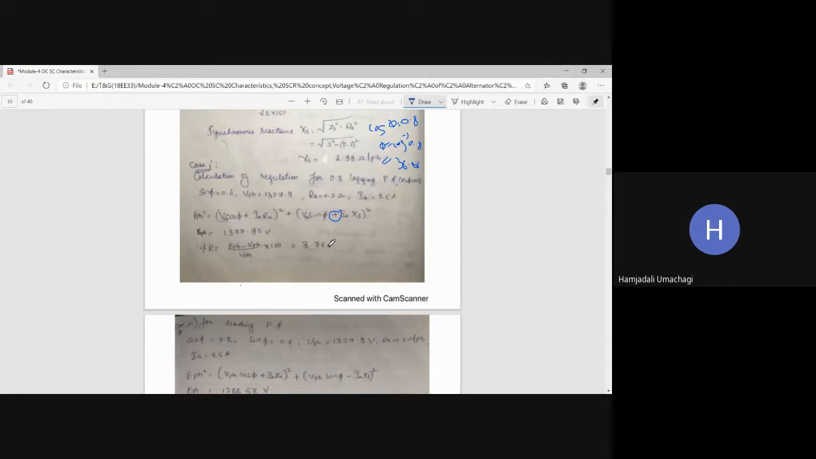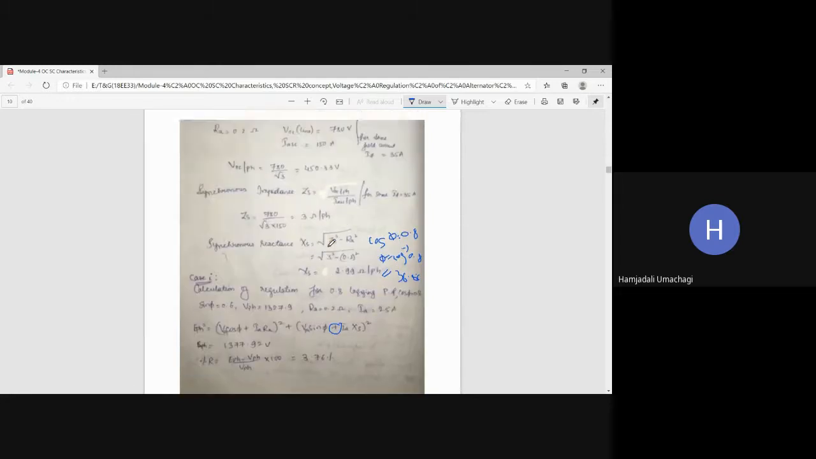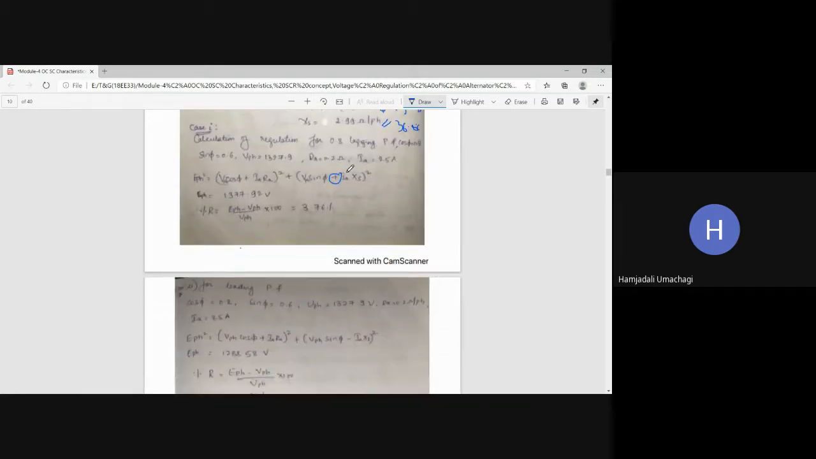And then let us calculate the same regulation for the next power factor load. What is the next power factor loading condition? We have done 0.8 power factor lagging. Now we'll discuss 0.8 power factor leading. For leading, what is the precaution? In place of plus sign, we should take minus sign. Rest of the things are the same. So case 2 for leading power factor: cos phi is equal to 0.8, sin phi is equal to 0.6.